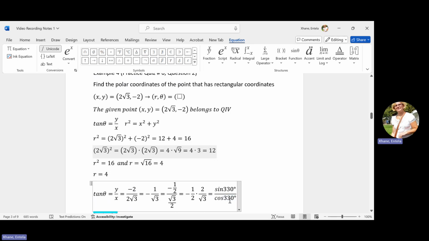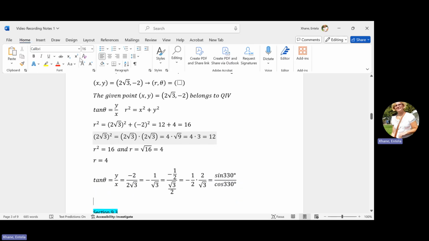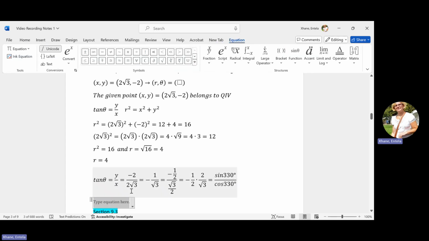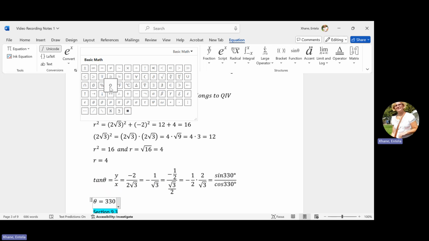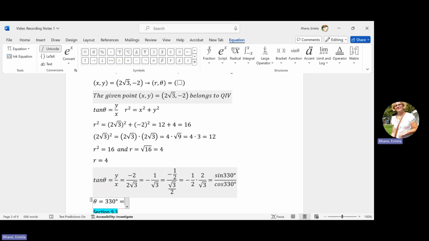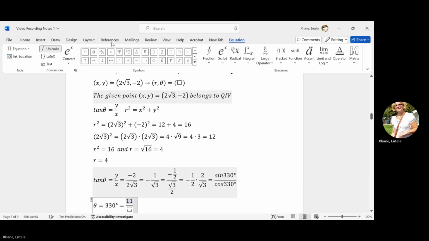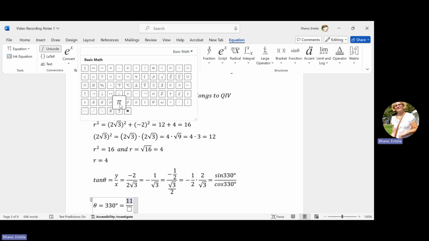So that allows me to get angle theta, because my goal is to generate angle theta. So what is angle theta? Angle theta is indeed 330 degrees. But if I convert this into the corresponding radian measure, this angle theta in radian measure is 11 pi over 6. So another way of writing this, 11 pi over 6.